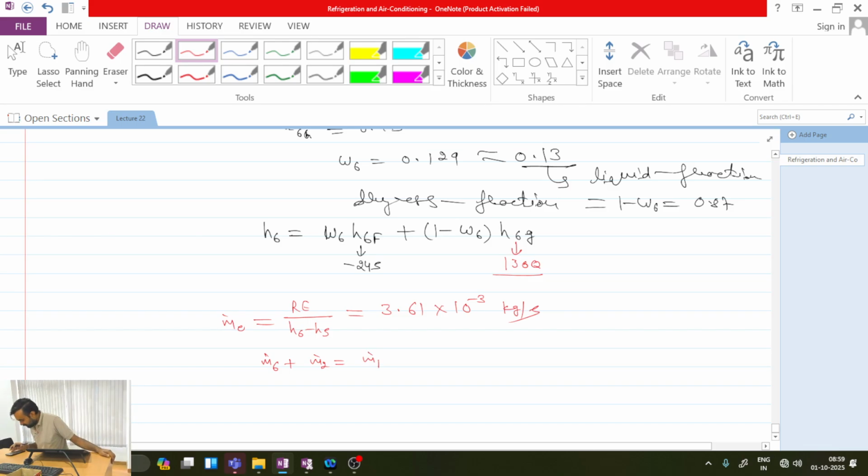In a similar way, I can apply this balance for composition as well. So from here I can write m dot 6 into x6 plus m dot 2 into x2 equal to m dot 1 into x1. Okay. I have two equations, two unknowns. What are the unknowns? M dot 1 and m dot 2. If I apply these equations, can you tell me what I will be getting? How much is m dot 2?